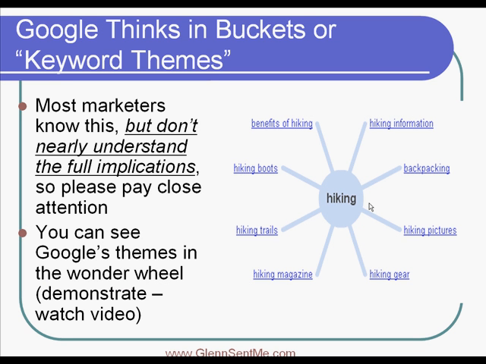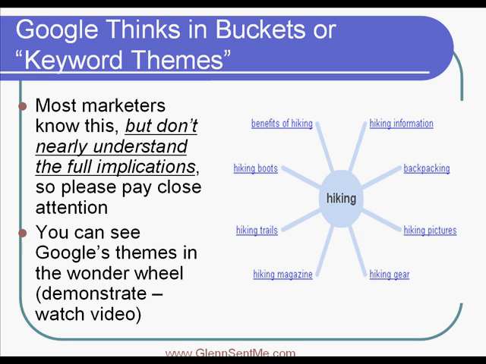Google thinks in buckets or keyword themes. And I'm focusing on how Google thinks because I think that they really own the internet. And obviously the internet is indexed by keyword. And because there are billions of keyword searches, they have to group them into a smaller number of buckets. And to the best of our ability, we think they have about 500,000 of those.